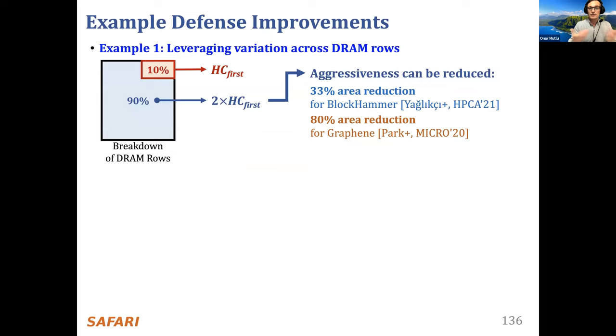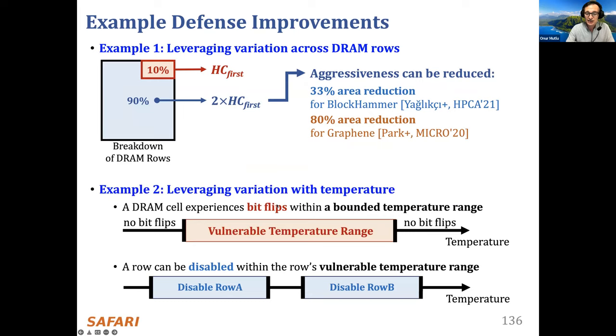So how can you take advantage of this? So you can build better defenses. You can leverage the variation across DRAM rows. For those rows that are not vulnerable, you can reduce the aggressiveness of the defenses. So you can get better area reduction, more efficient defenses for different proposals that we will discuss in a little bit. Or you can leverage the variation with temperature. Different DRAM cells experience different bit flips at different temperature ranges. For example, row A experienced bit flips in this temperature range. Row B experienced bit flips in this different temperature range. If you can figure that out, perhaps you disable those rows at different temperature ranges. Clearly, this has an overhead on the system, but this is potentially doable.